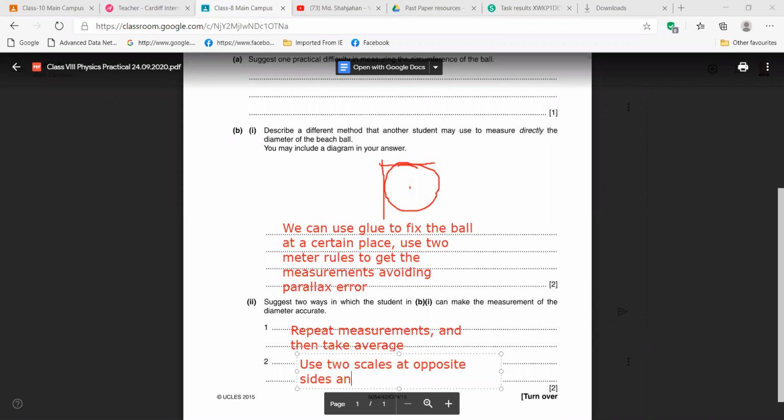And get the distance between them, right? Distance between them. Okay? Is it clear? Yes, sir. Are you writing, everyone?